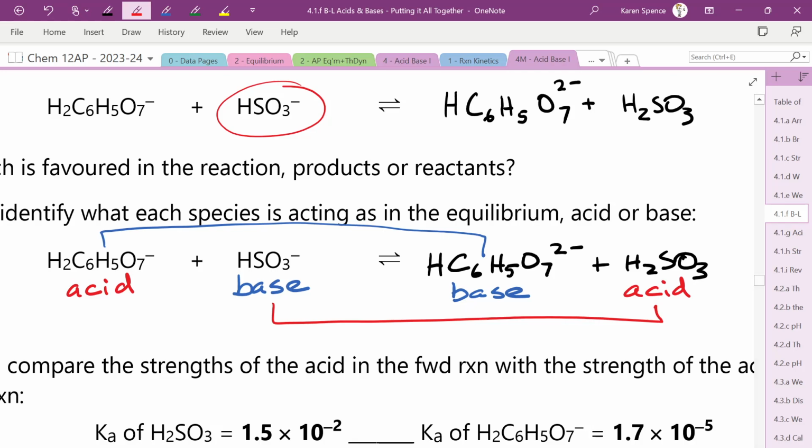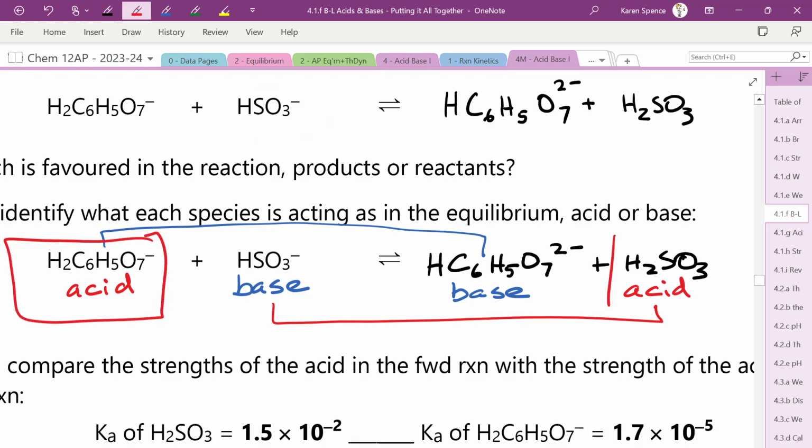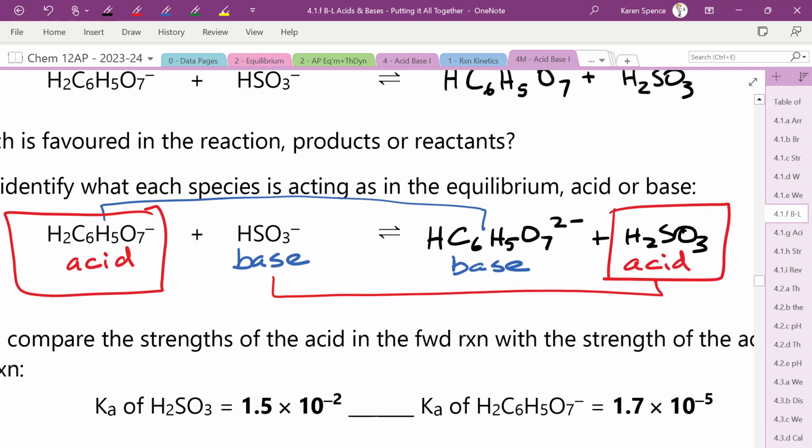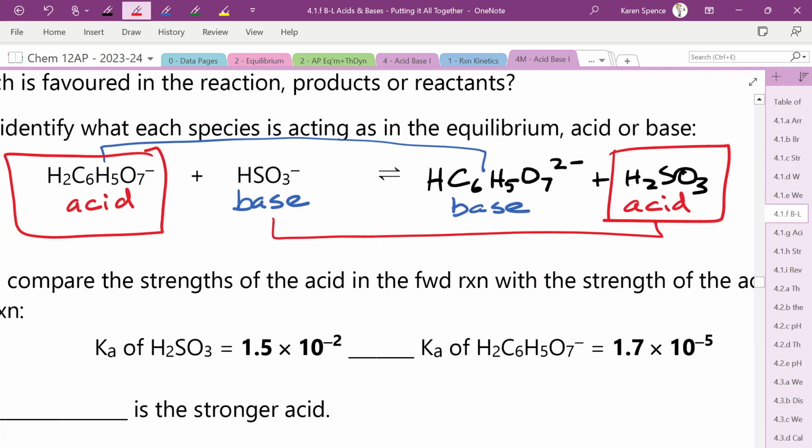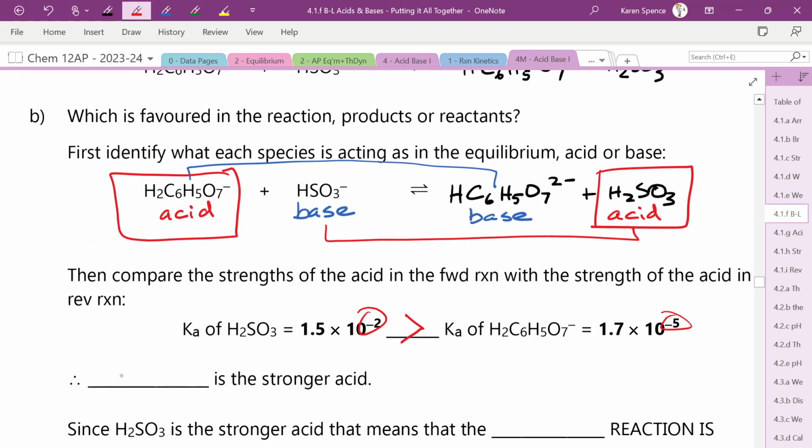Now we have to look at the two acids in the equation. So we're looking at this one and saying which one is stronger. Well, H2SO3 has 10 to the negative 2. H2C6H5O7 minus is 10 to the negative 5. So H2SO3 is the stronger acid.